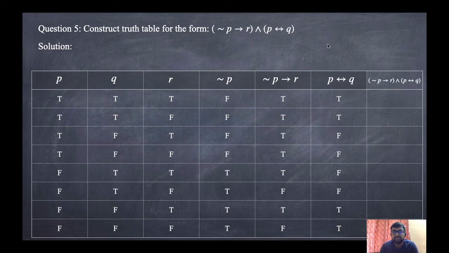Now and. So that means these two columns and in between there is and. So what is and? If both are true, then true, otherwise false. So both are true, so true. Both are true, true. Both are different here, so all four entries will be false. Here both are true, then true. Both are different, then false.